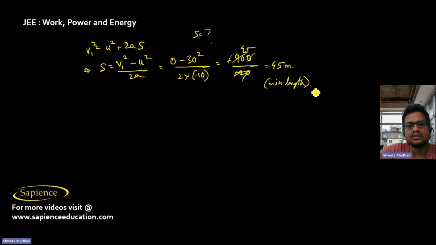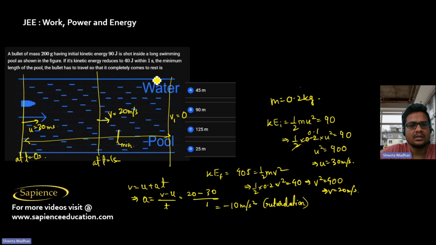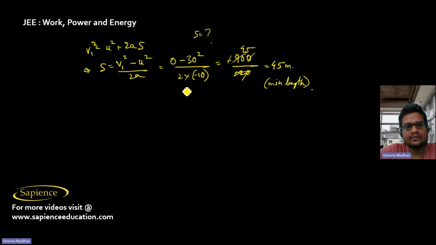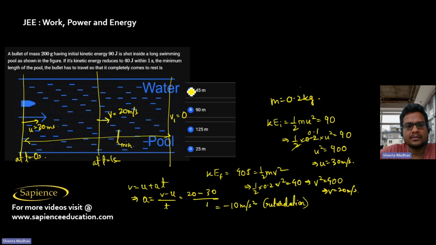Minimum length of the pool so that the bullet will come to rest is 45 meters, so option A is the correct answer.